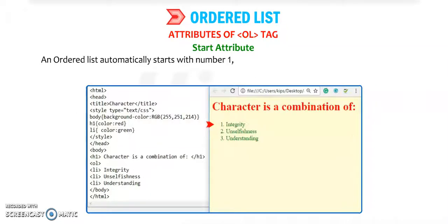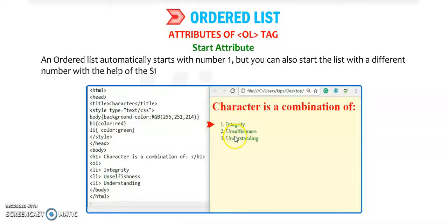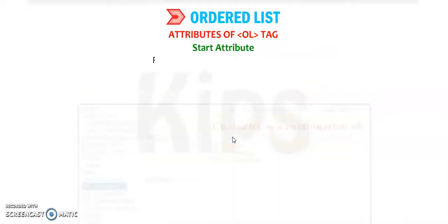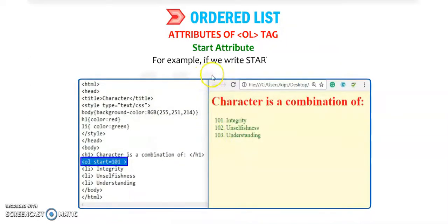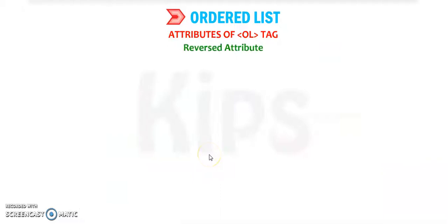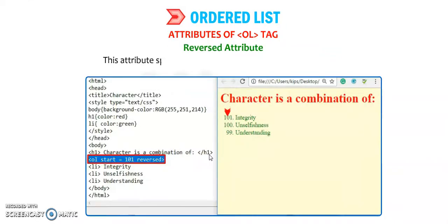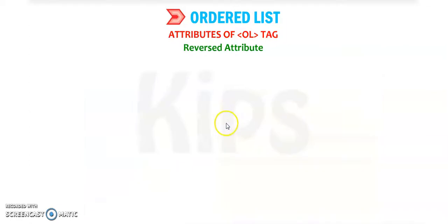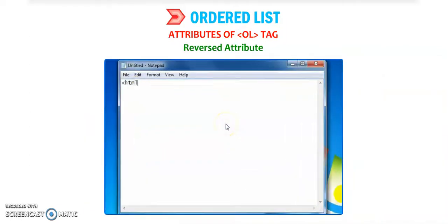So an ordered list automatically starts with number 1, but you can also start the list with a different number with the help of the start attribute. For example, if we write start 101, the numbering of the ordered list will start from 101. Next is the reverse attribute. This attribute specifies that the list order should be descending.